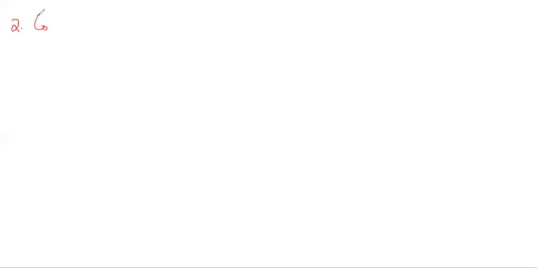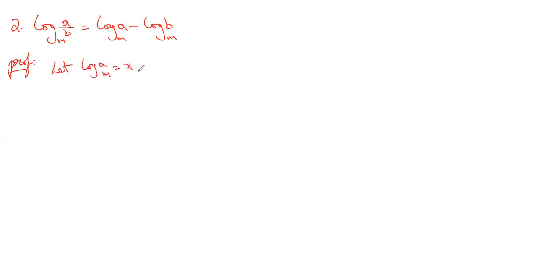Second formula, log a by b equal to log a minus log b. So the proof is similar to the previous one. What we can do is, again, write the base m, common base. In fact, you can write any other letter, p, q, l, m, n, whatever you want. And even here, instead of log a by b, you can write log x by y equal to log x minus log y. Again, let log a base m equal to x, log b base m equal to y.